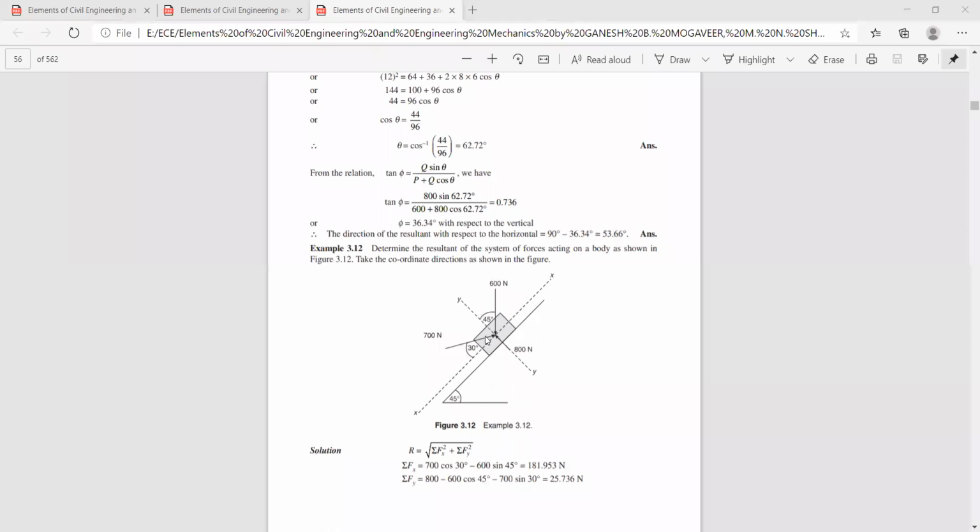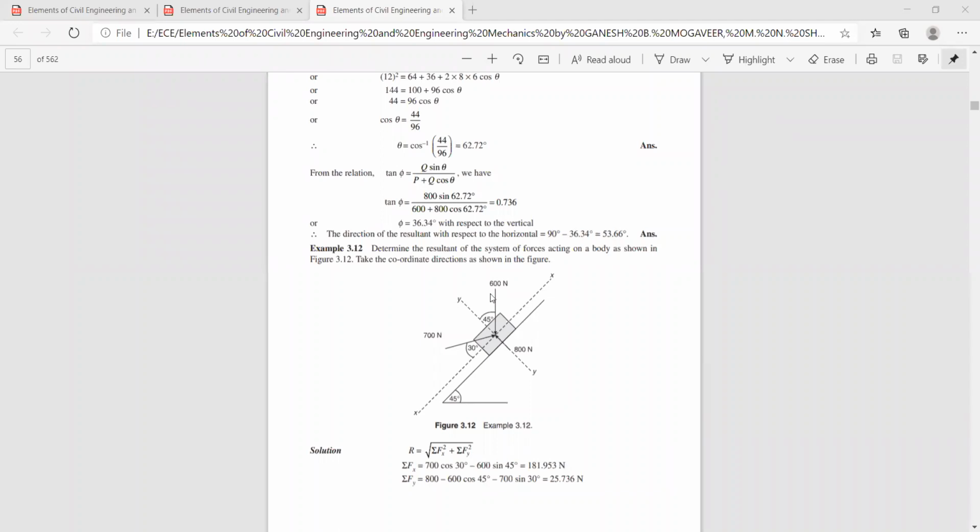Now we have to find the sum of horizontal components, that is sigma F of x. In our case, 700 cos 30, because the line of action of this force is acting in the fourth quadrant. In the fourth quadrant, F of x is positive, hence it is plus 700 cos 30. And you have this force, 600 Newton, which makes an angle of 45 degrees with respect to the y-axis and also 45 degrees with respect to the x-axis. If you project this force, it is acting in the third quadrant. In the third quadrant, both F of x and F of y are negative.